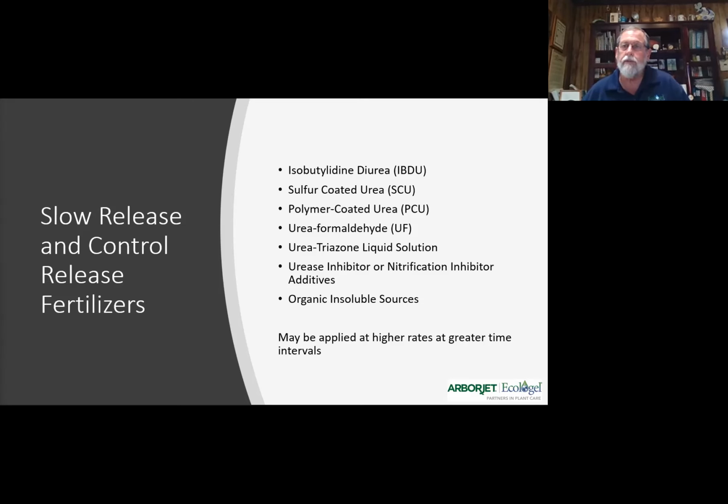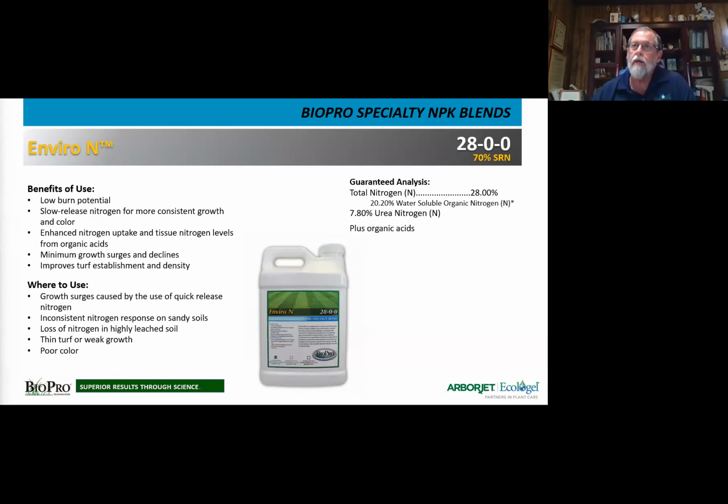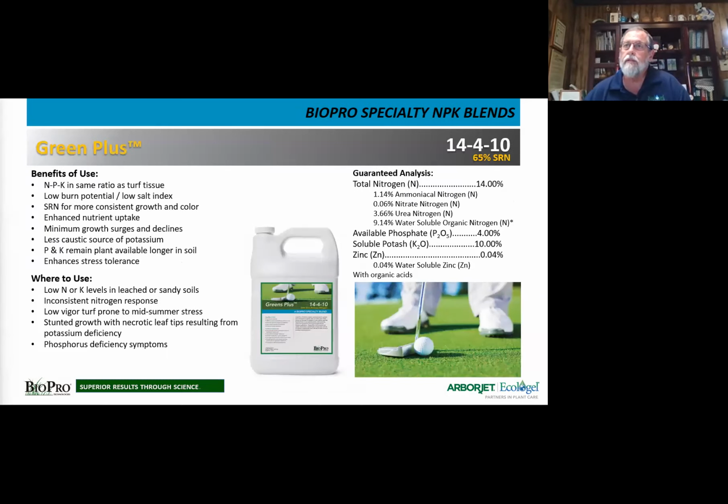And to give you some examples of these kinds of products, in the BioPro line, we have EnviroN, which is 28% nitrogen, 70% of which is a slow release form. It requires microbial activity and is from the triazone urea I mentioned before. And so that gives you long lasting effect, minimizes leaching and loss, and is very effective at getting the most out of your fertilizer. And then when you put those in blends, we have a 14-4-10 where, again, 65% of that nitrogen is slow release, and it gives you the same kind of complete fertilizer for all the needs of the plant, but with that long lasting effect.